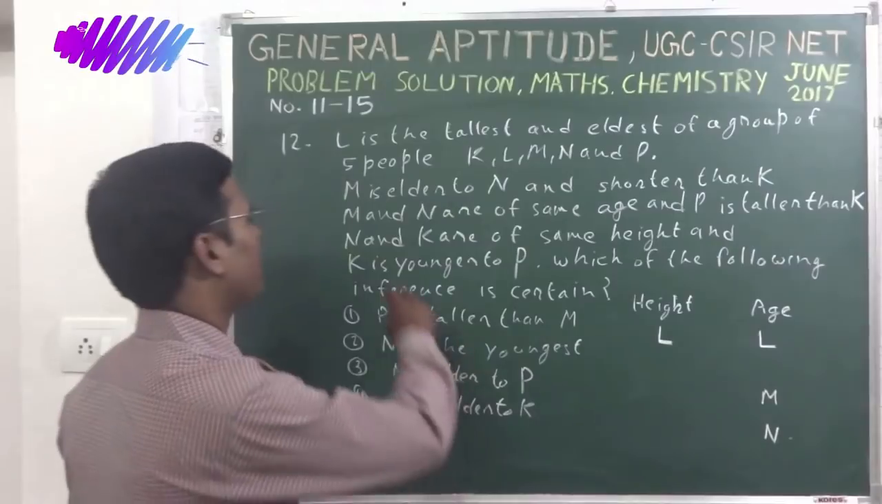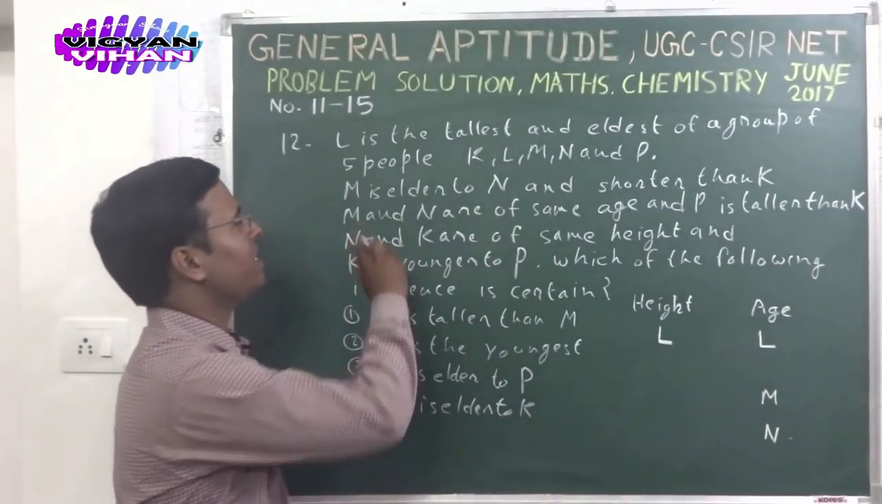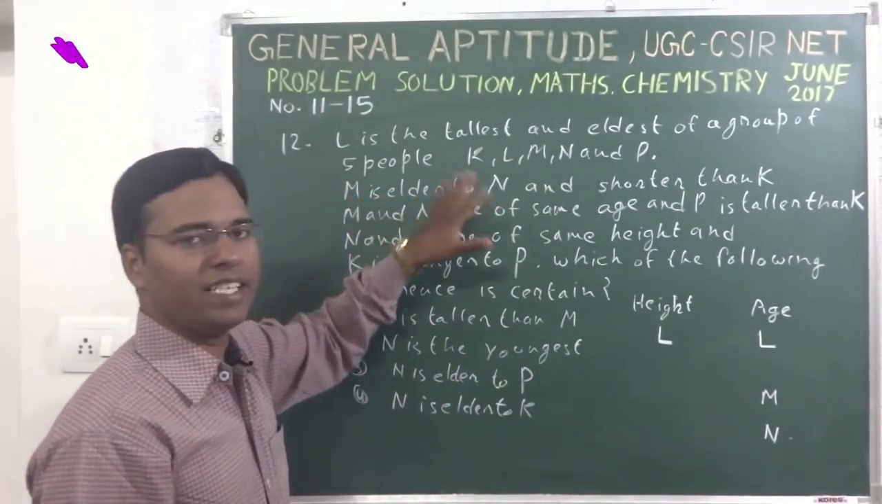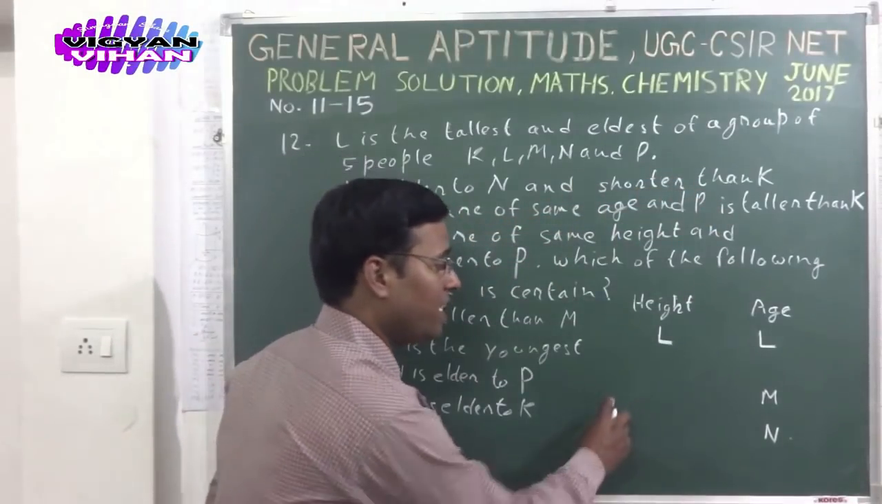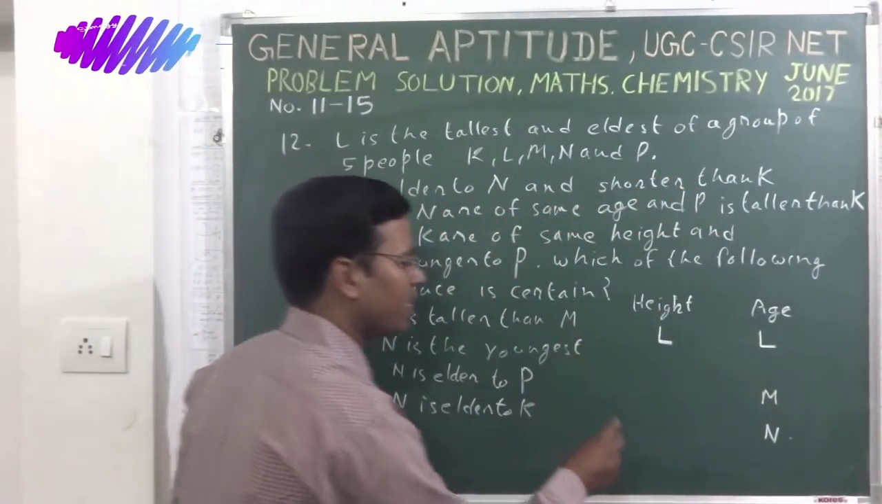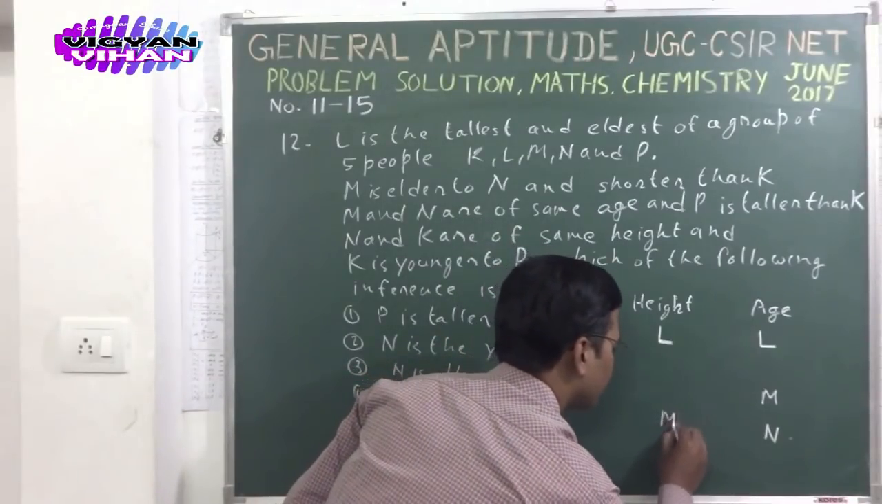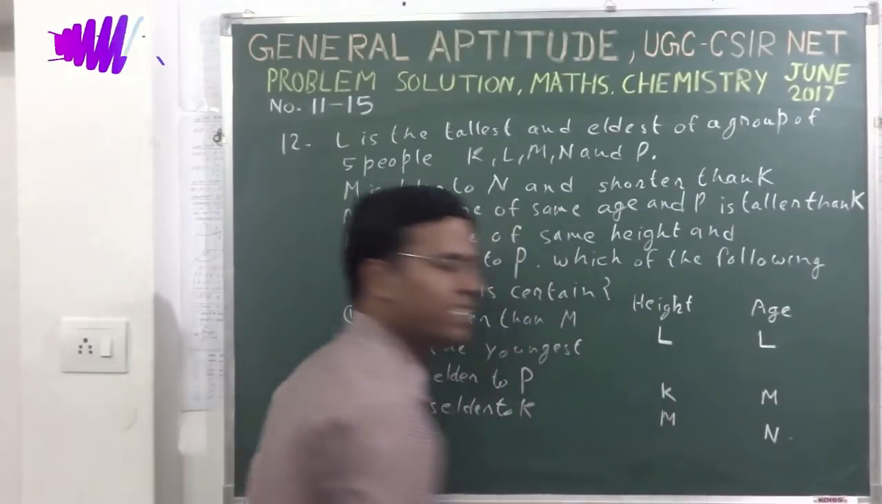So let's start. From the second condition, M is elder to N. We have written here that M is shorter than K. For height, M is shorter than K.